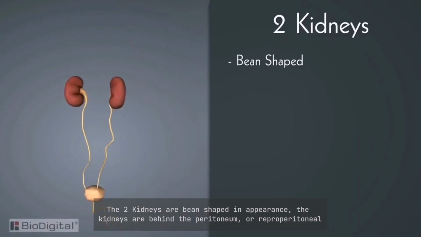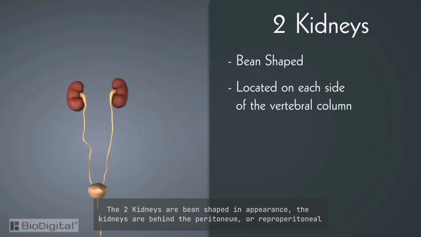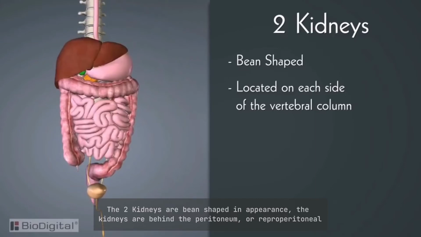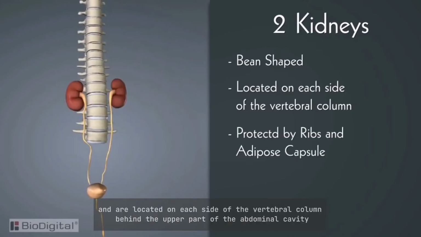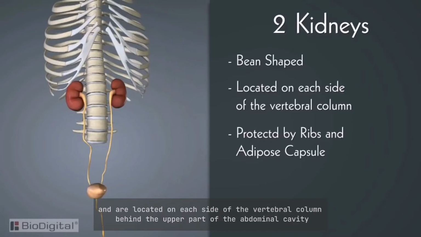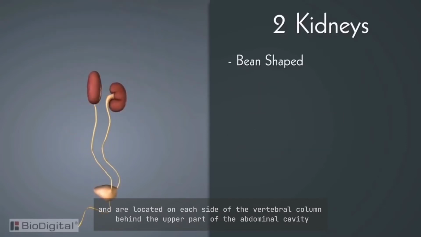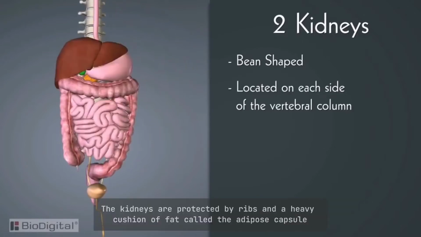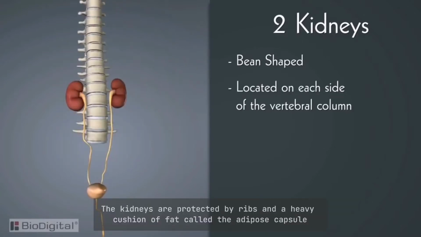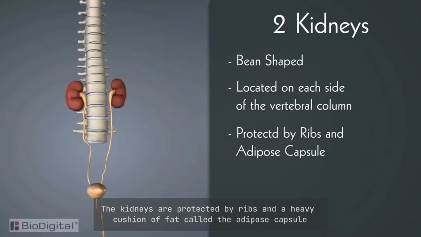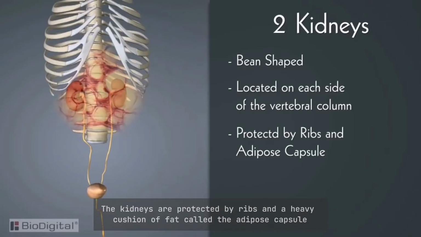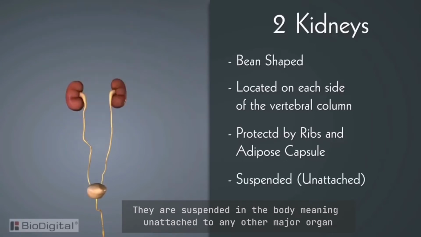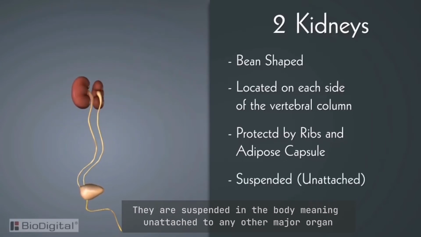The 2 kidneys are bean-shaped in appearance. The kidneys are behind the peritoneum, or retroperitoneal, and are located on each side of the vertebral column, behind the upper part of the abdominal cavity. The kidneys are protected by ribs and a heavy cushion of fat called the adipose capsule. They are suspended in the body, meaning unattached to any other major organs.